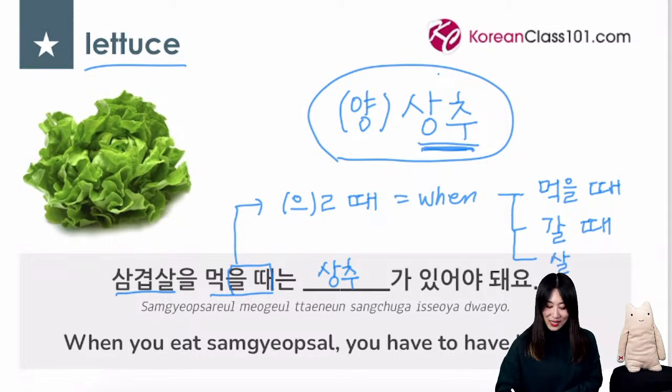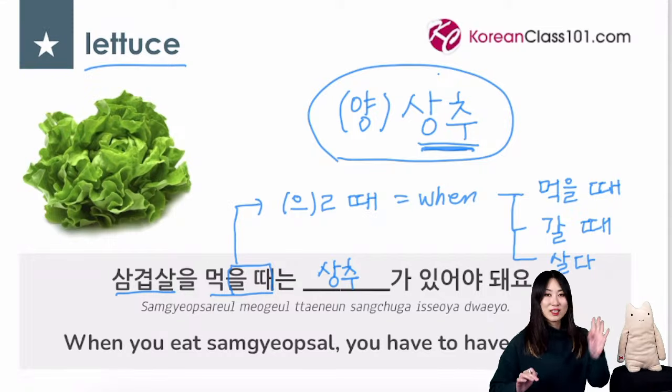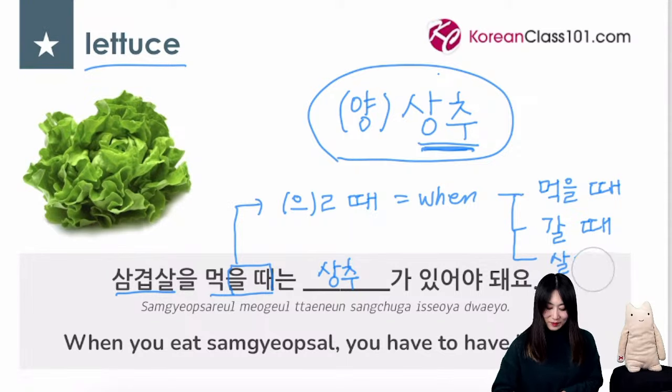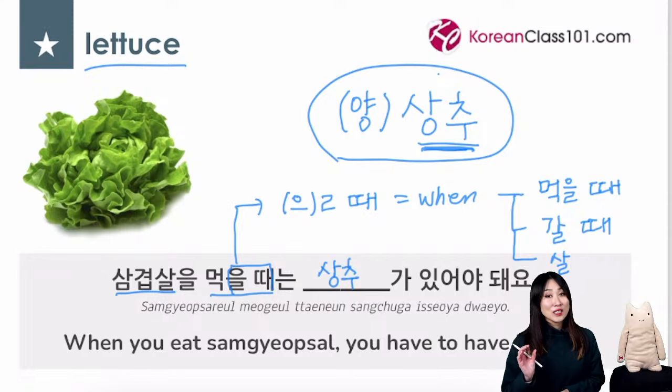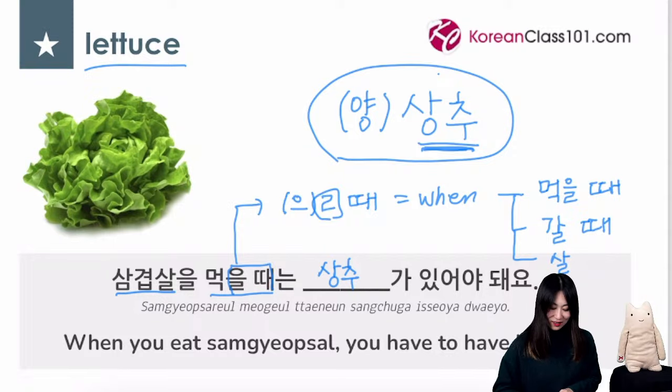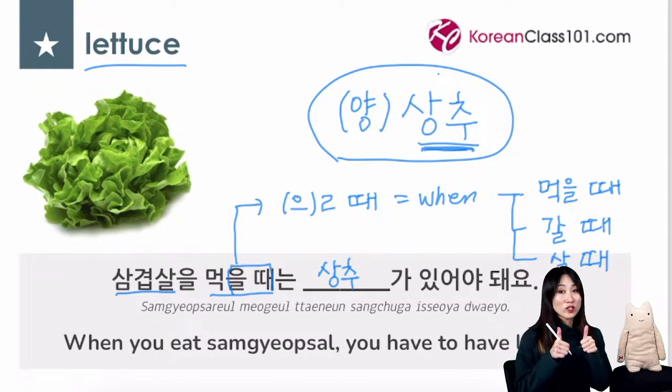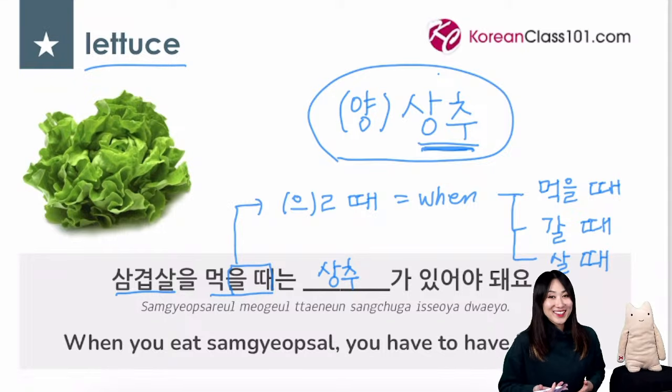살다. Do you know this word? 살다 means to live. You know, when I lived in the States, I was very busy, but nowadays I'm not so busy. Like when the person lives, 살. If the stem ends with ㄹ, then you don't have to put anything. You don't have to put 를 or 을. Just put 때 only. So 살 때, when I live. This is very important grammar when you want to say when. Then it's 먹을 때, 갈 때, 살 때.